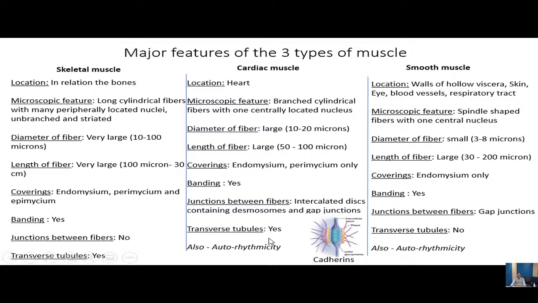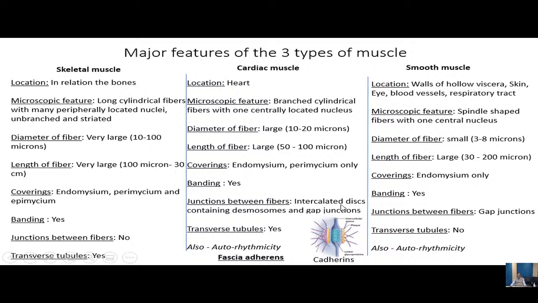Now, are transverse tubules present in the cardiac muscle? Yes, they are present. But are they present in the smooth muscle? Just like the banding, which is not present, transverse tubules also are not present in the smooth muscle fiber. And you must also remember that cardiac muscle and smooth muscle have the property of autorhythmicity. They are able to generate electrical impulses and stimulate themselves and the neighboring cells.